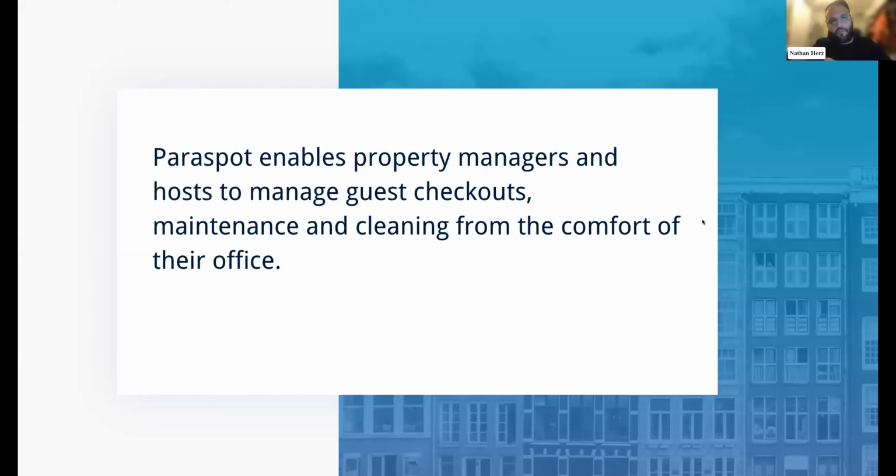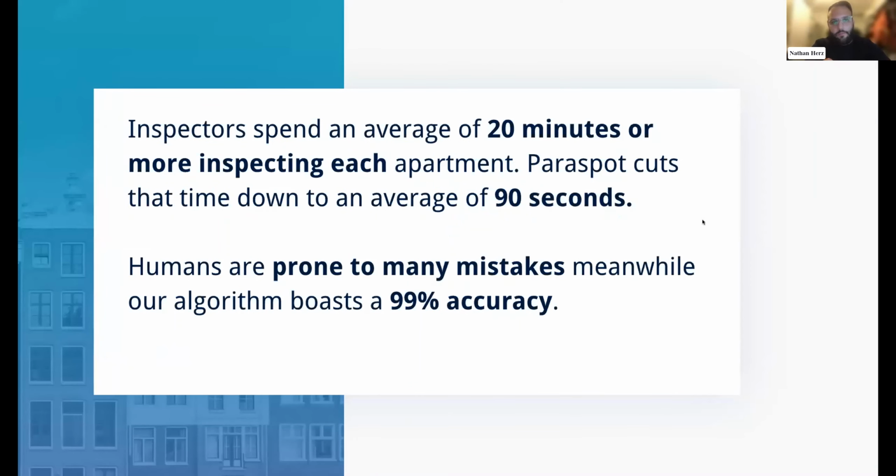So, as I mentioned, Paraspot enables property managers and hosts to manage the guest checkouts from the comfort of their office. We do this with our AI-powered virtual inspections. These inspections can detect missing and stolen inventory, and damages to the property that occurred during a stay. We basically cut down the 20-minute inspection that is done by inspectors of hosts or of property management companies from 20 minutes to 90 seconds. And the nice side effect is that we have a 99% accuracy, meaning no more mistakes by humans that don't see issues in the apartment.